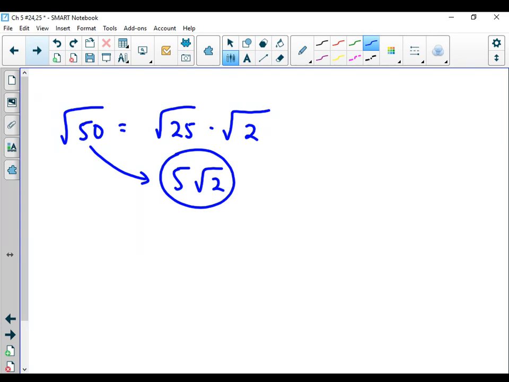What you're doing is, you always want to get the biggest one possible, though. Because 4 times 4 is 16.